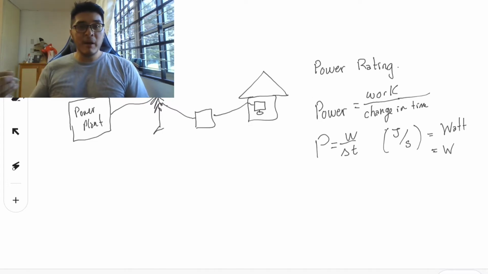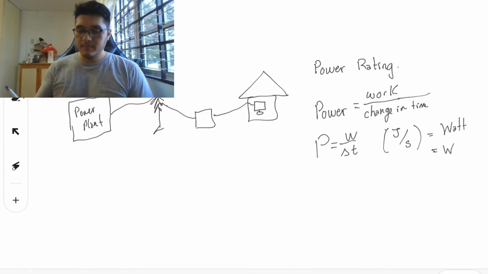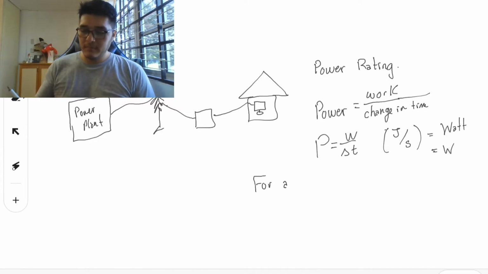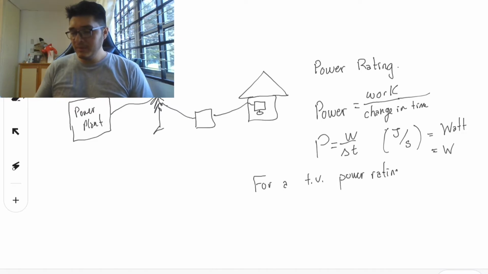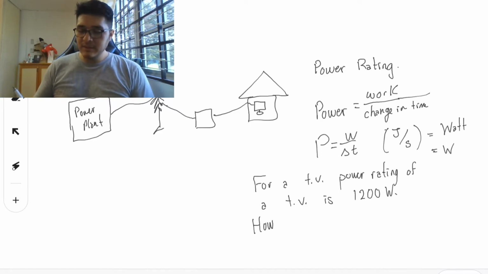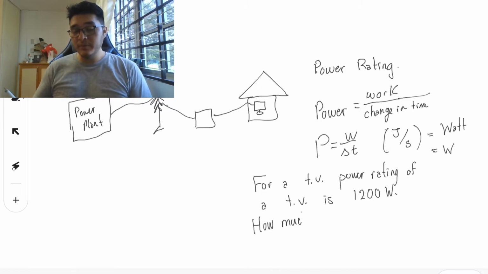So when you see a power rating, they'll give it to you in watts. So if someone says the power rating of a TV is 1,200 watts, how much energy does it need for 1 hour of usage?